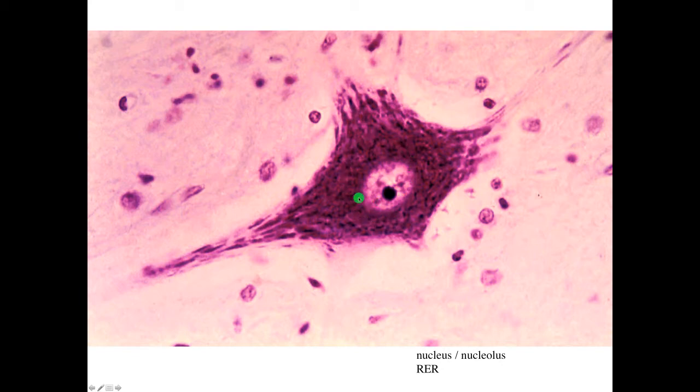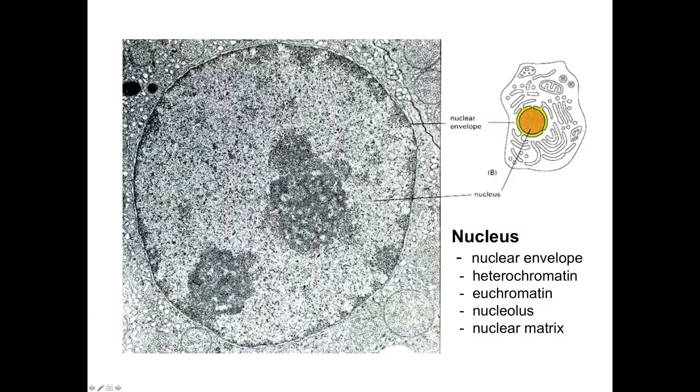This clump of heavily stained material would represent rough endoplasmic reticulum, which would be termed Nissl substance in neurons, and we'll come back to that later in the course. Here is an electron microscopic view of a nucleus in a eukaryotic cell. Here, the little diagram just to put it in perspective.